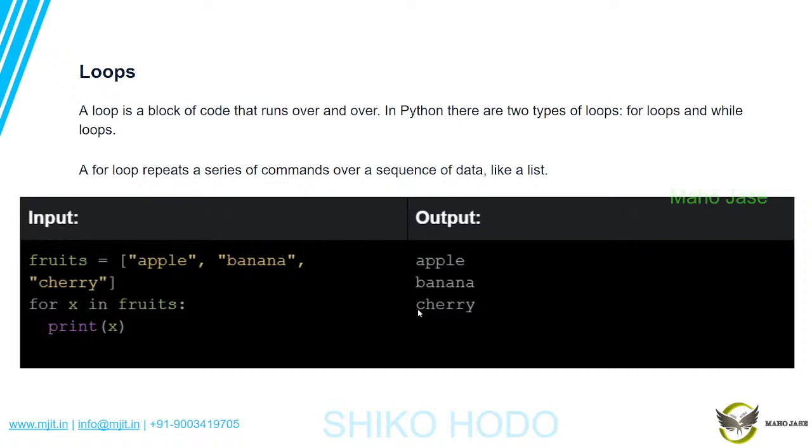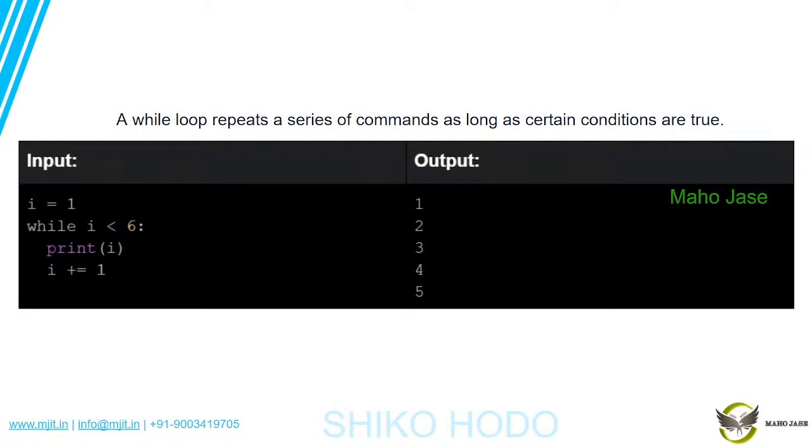So I will move on to the next slide, that is a while loop. A while loop is somewhat different from the for loop. So we'll see what is a while loop. A while loop is a series of commands that runs as long as certain conditions are true.